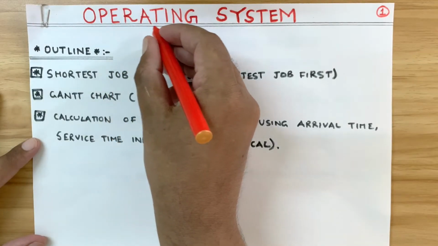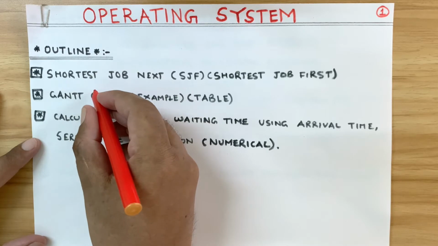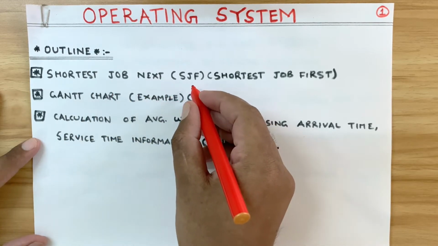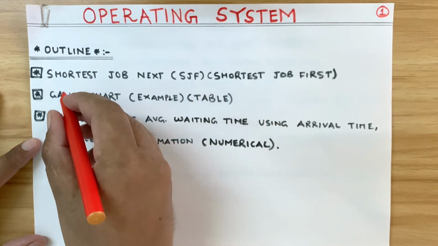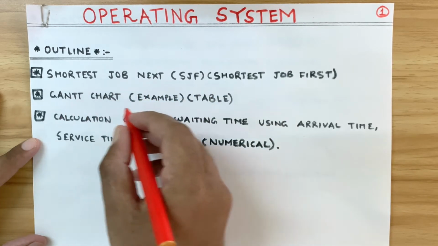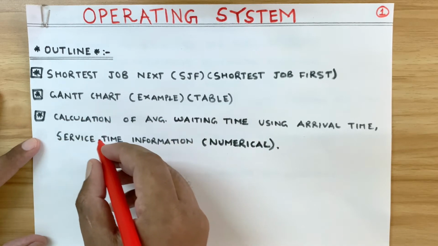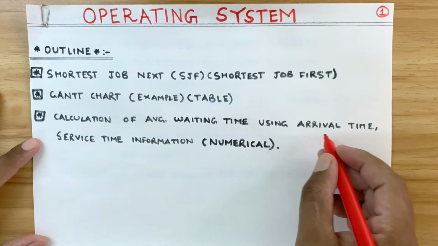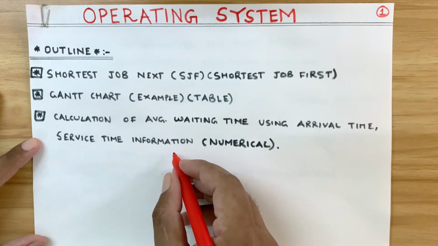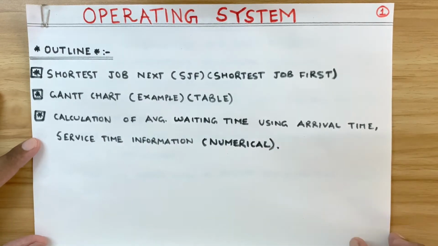Hello everyone, in this video on operating system, the outline is shortest job next or shortest job first. This is a scheduling algorithm in operating system. We will also see an example of it, a table and a Gantt chart. We will calculate the average waiting time using arrival time and service time information, and we will see a numerical of it. So let us continue.